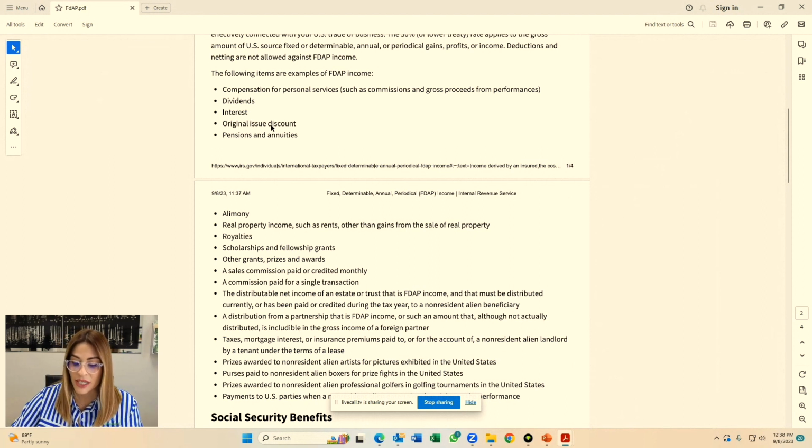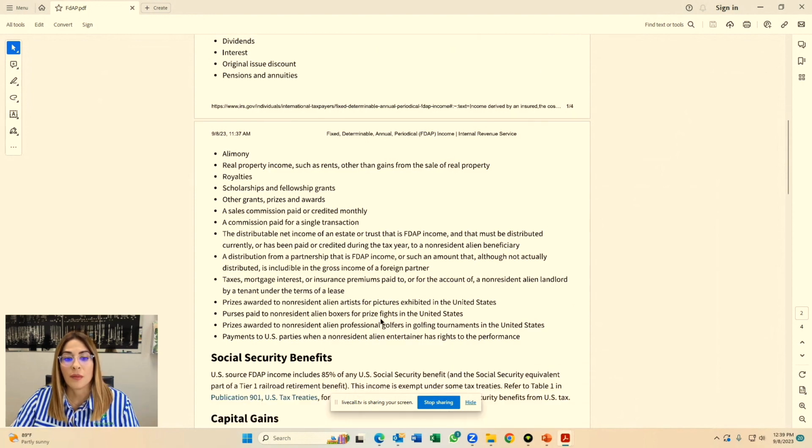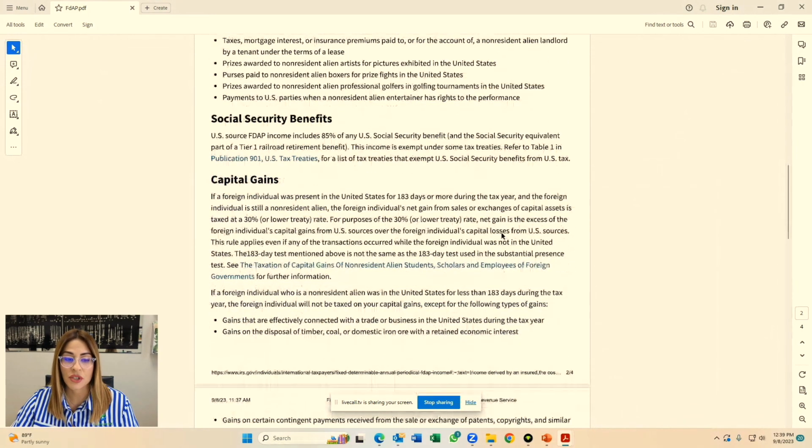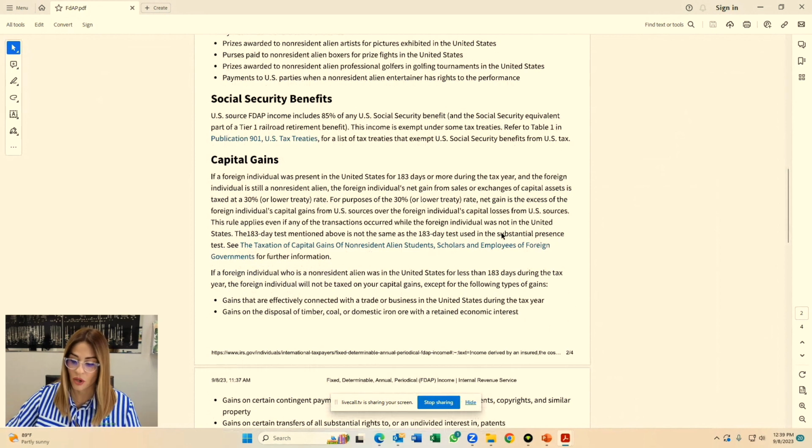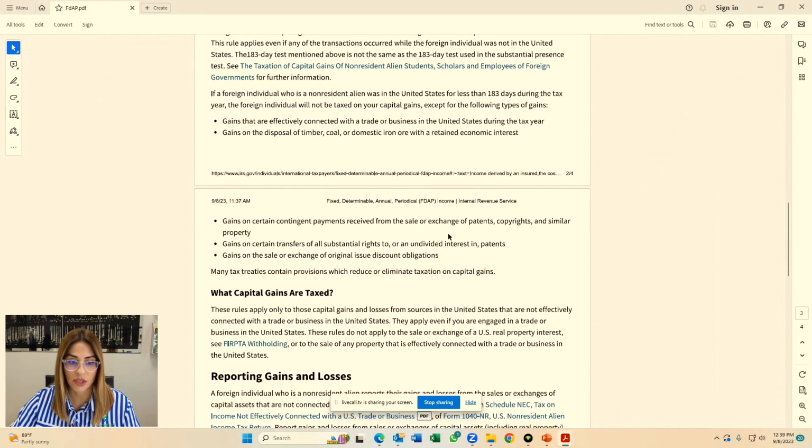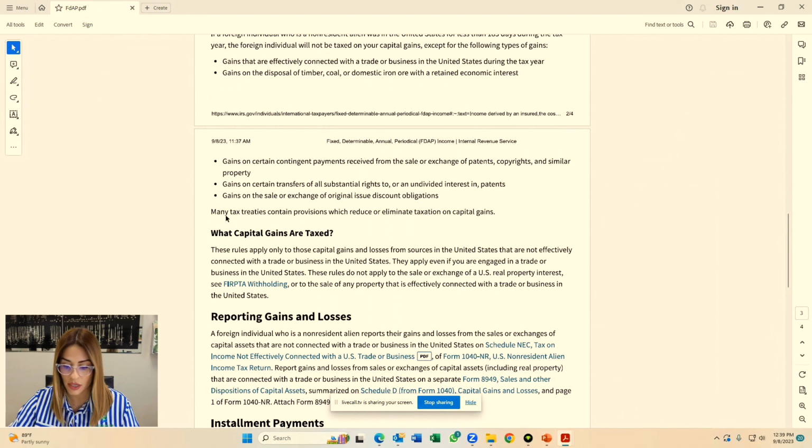Okay. It could be a sales commission paid or credited monthly. Okay. Again, I'm touching on the more common ones. It could be a commission paid on a single transaction. It doesn't have to be repeated. If it's paid on a single transaction, it's able to be calculated beforehand, which is part of the definition. It could be a distribution from a partnership that is FDAP income. Okay. So, super important. There's a lot of information here that you can go back and look through. Again, we're just scratching the surface here.